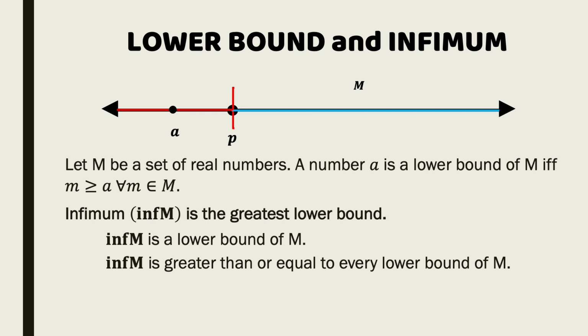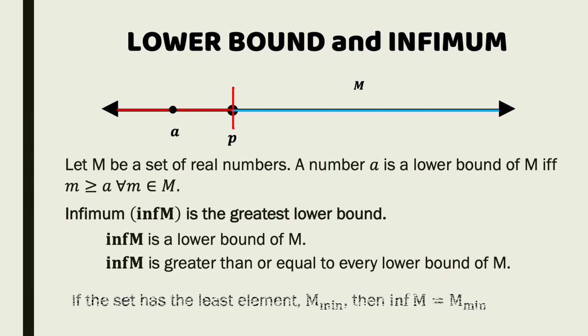In this set, p is the infimum, and since it is a part of set m, it is also the minimum of m. Thus, if the set has the least element, m minimum, then the infimum of m is equal to m minimum.